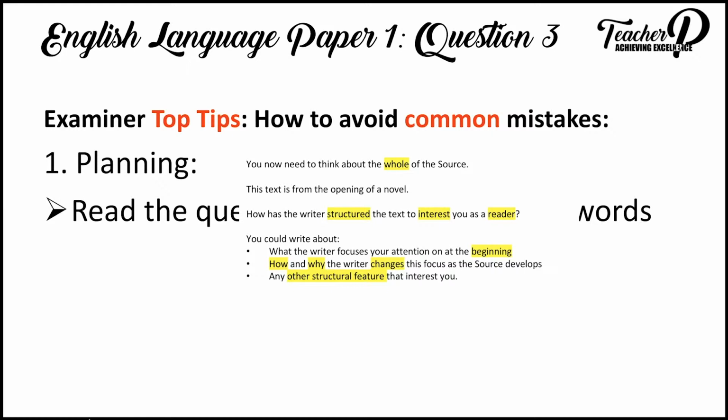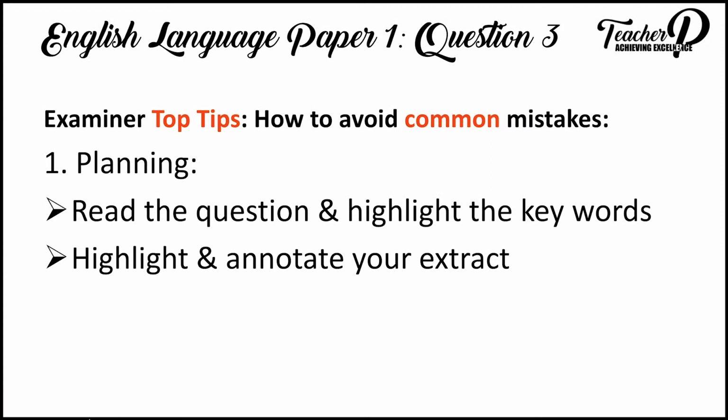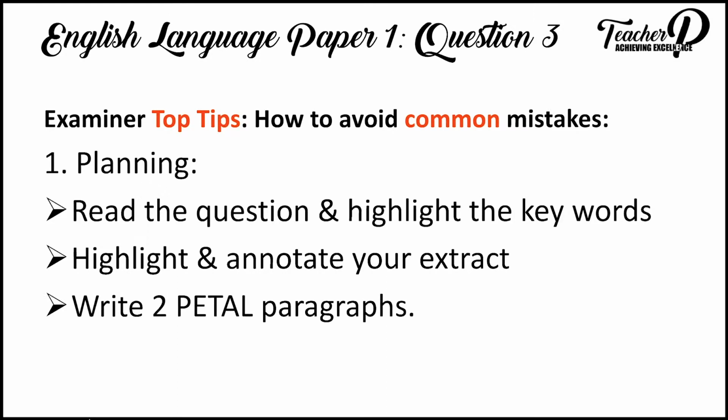And then you could possibly highlight some of the wording from the 3 bullet points, i.e. the beginning, to remind you, should you need to, to look at how the writer uses a structural feature at the beginning to interest you as a reader. The words how and why, to remind you that you need to explain how the writer's doing something and why the writer's doing it, and any other structural feature that interests you. You then need to highlight and annotate your extract. By highlighting and annotating your extract, you've almost created a mini plan, and therefore all you're doing is skimming and scanning your highlighted parts or points and then developing them into a PETAL paragraph.